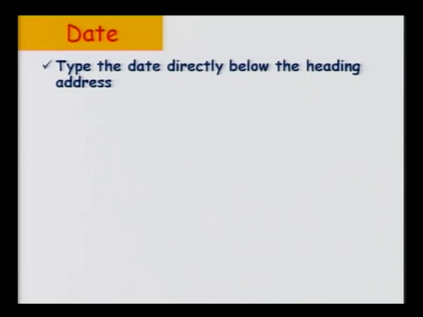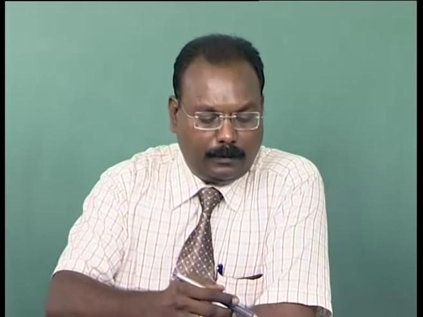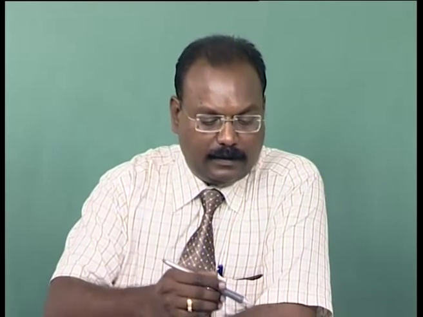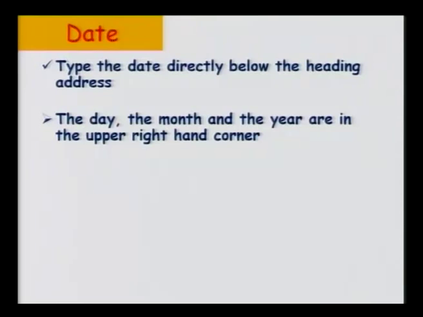Generally you should type the date directly below the heading address. If the heading is in the middle or on the left, wherever it is, you should directly type it below the heading address. You can take it to the right if it is the normal format, you can take it to the left if it is the left-sided format. The day, the month and the year are in the upper right hand corner.